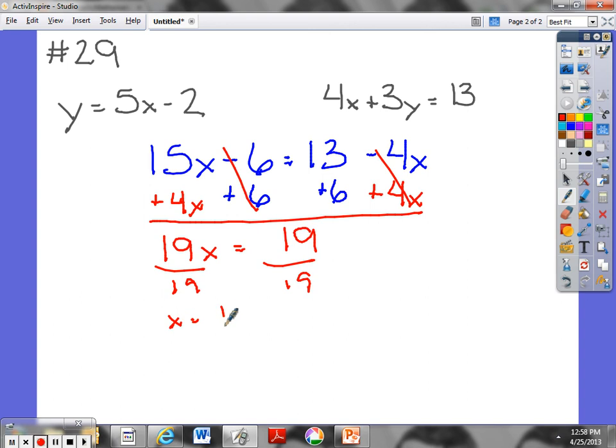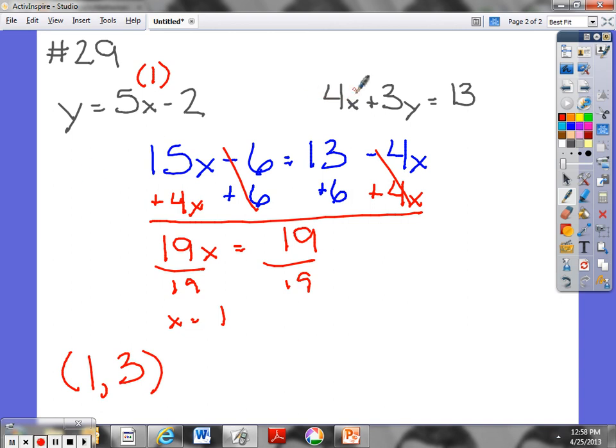So in my ordered pair, we know that x is equal to 1. I now substitute x back into here. 5 times 1 is 5, minus 2 is 3. Alright, so I know y equals 3.